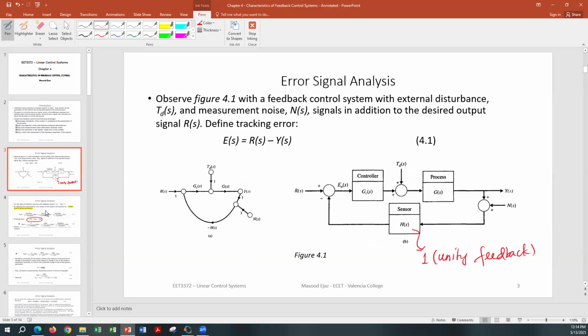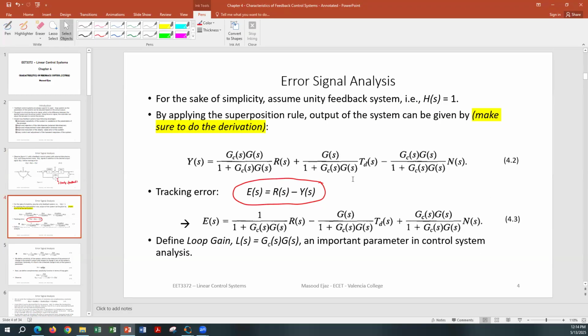That's why you don't see H here in this expression. We are assuming that it's a unity feedback system, so H is 1. So when you write down the expression for the tracking error by substituting Y(s) here, you're going to get this expression.